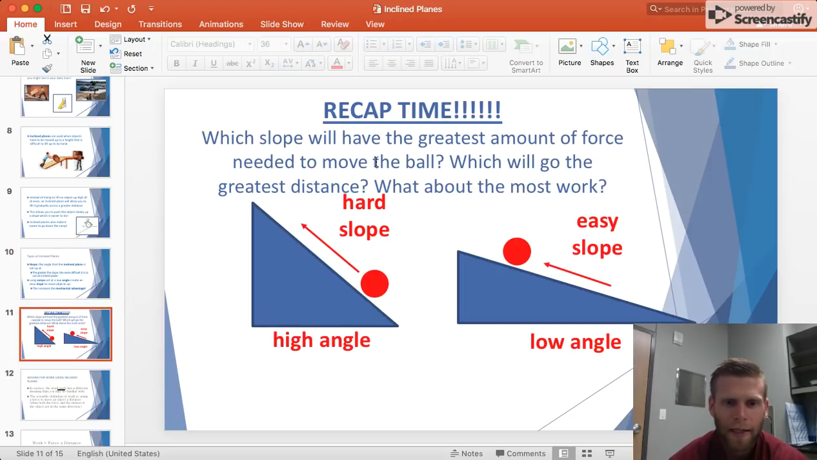So recap time. Which slope will have the greatest amount of force needed to move the ball? The high angle or the low angle? Which will go the greatest distance? Which one, the high or the low, has to travel the furthest distance? What about the most amount of work? Now that's something we might not know yet that we'll get on the next slide.